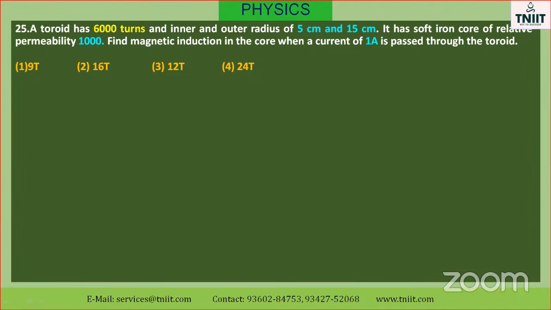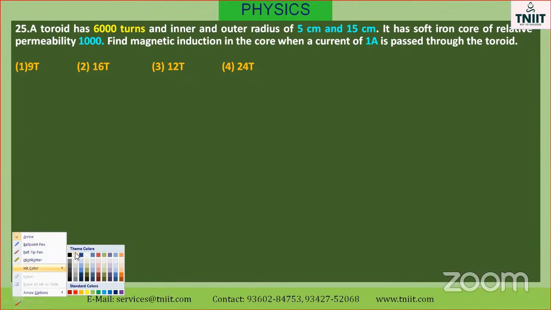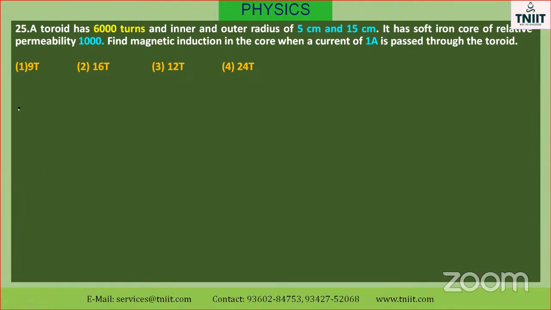Yes, sir. So what is the number of turns they have given? You can write the number of turns as 6,000. Inner radius is 5 centimeter. Outer radius is 15 centimeter. So what is the average of this radius? 10 centimeter. Then it has a relative permeability mu r, that is 1000.